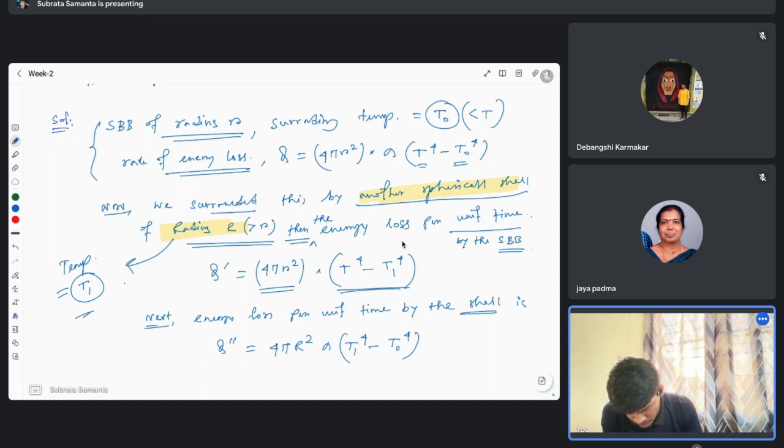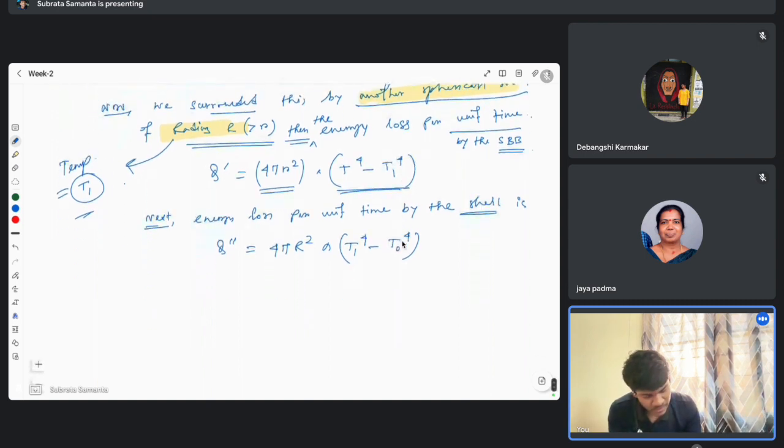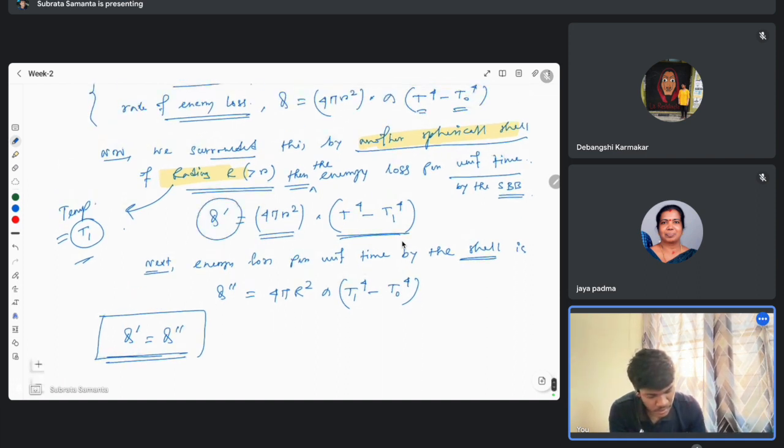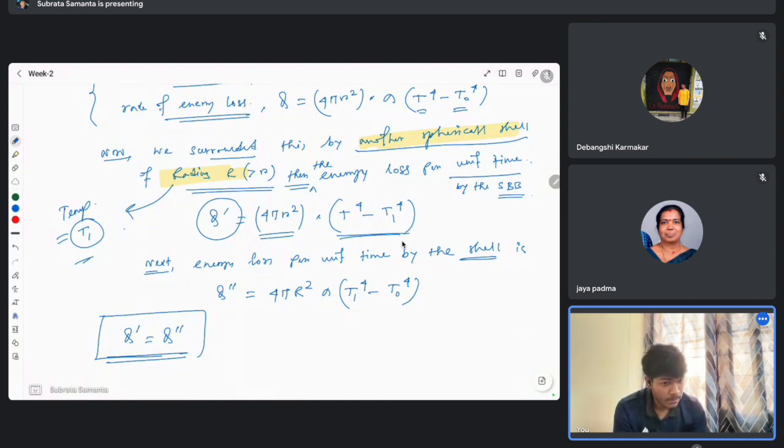Now, since this is a spherical cell, the emission and absorption are equal. So that means Q prime equals Q double prime. This Q prime is the energy loss per unit time by the spherical black body. This energy loss is compensated by the spherical cell, and the spherical cell's energy loss is this. So even the temperature is the same, T1, that's why Q prime equals Q double prime on the spherical cell.